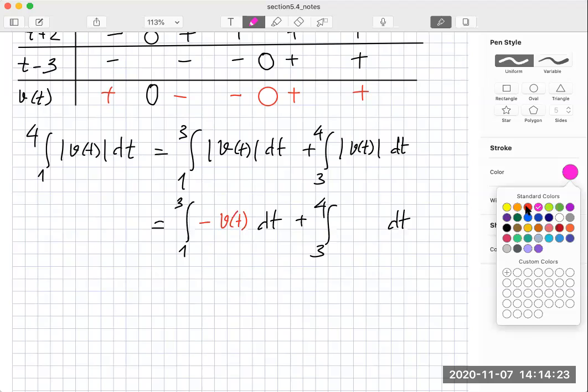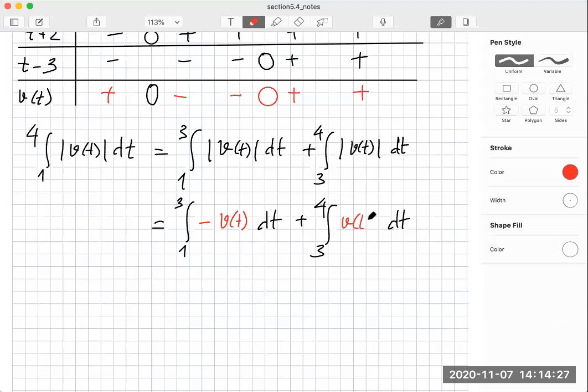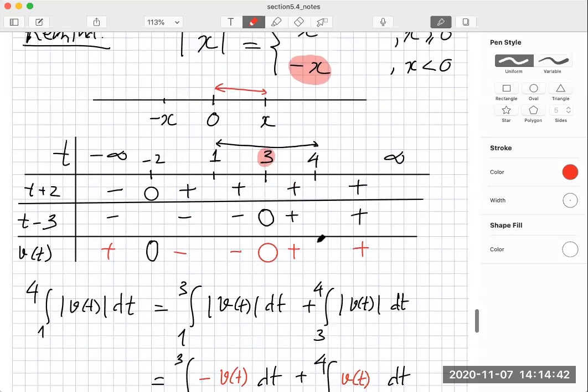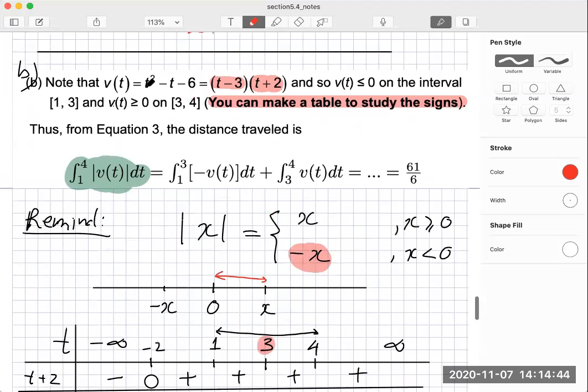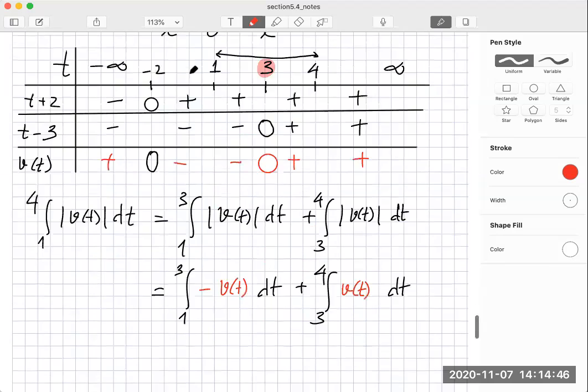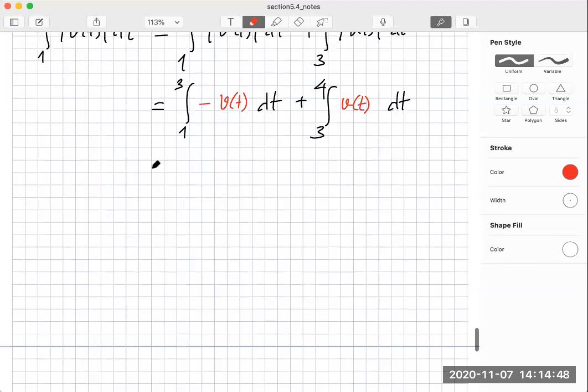And from the interval from 3 to 4, the absolute value of v(t) is v(t), right? So now we get rid of the absolute value sign. Everything is easy now. So we know that v of t is given as t squared minus t minus 6, right? Now we can substitute it here.